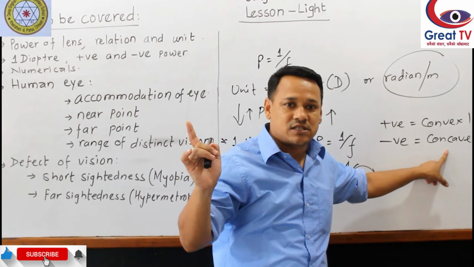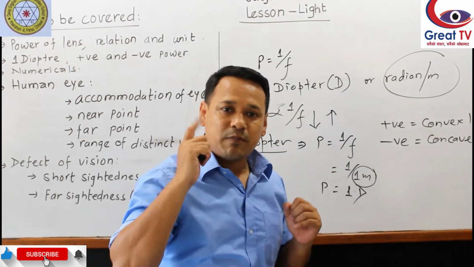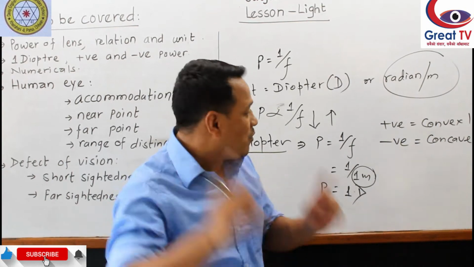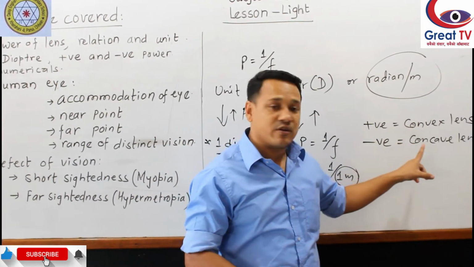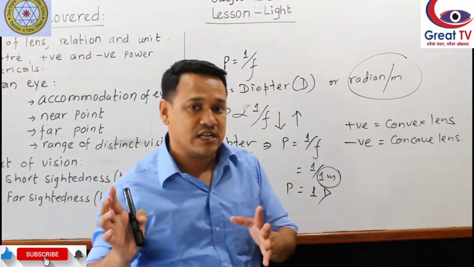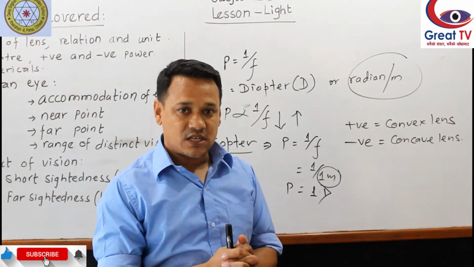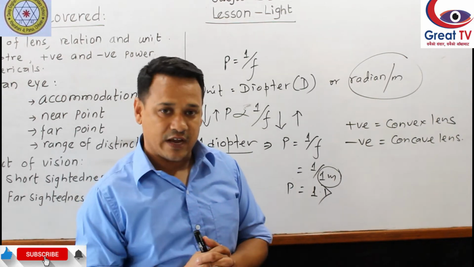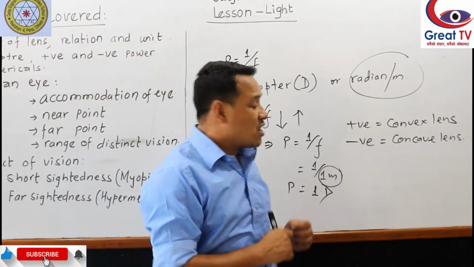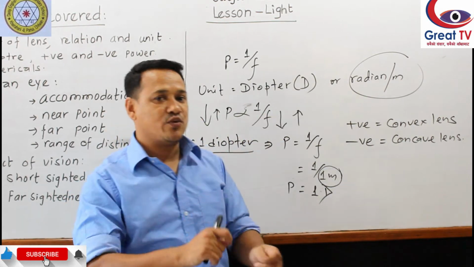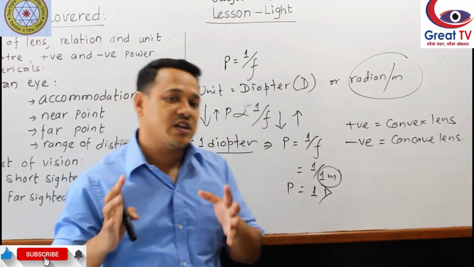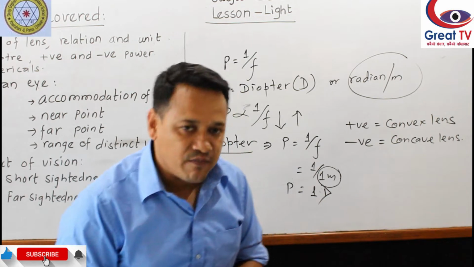Okay, diverging lens. Similarly, plus 1 power, plus 1 means positive. Positive means convex lens. That is the converging lens. So in this way, we can identify whether the lens is concave or convex. If there is negative power, then we say concave lens. If there is positive power, then we say convex lens.